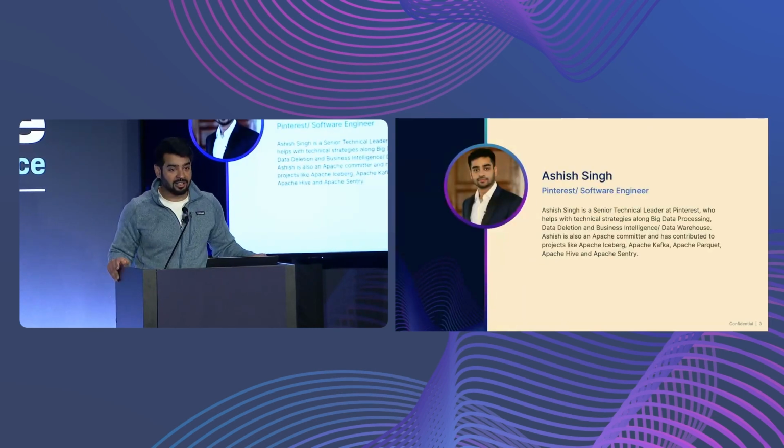But first, let's talk about the most important thing, which is about me. I'm Ashish Singh. I'm a senior technical leader at Pinterest. I work on things related to big data query processing, data formats, table formats. I am also an Apache committer and have been contributing to various Apache projects like Parquet, Iceberg, Kafka. In the past, I have also contributed to Hive and Apache Sentry.